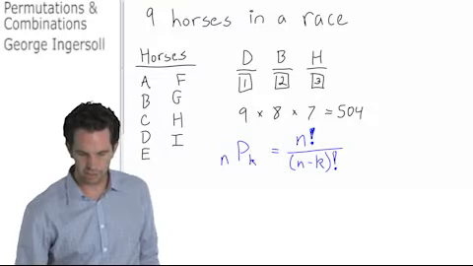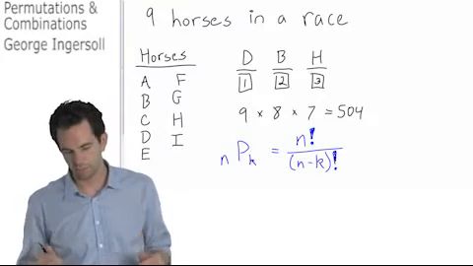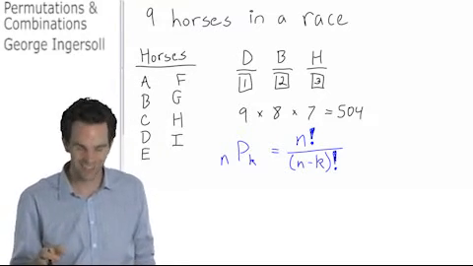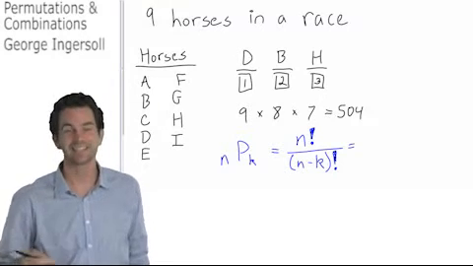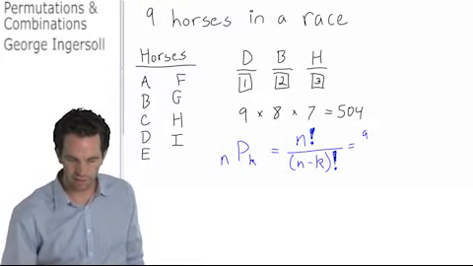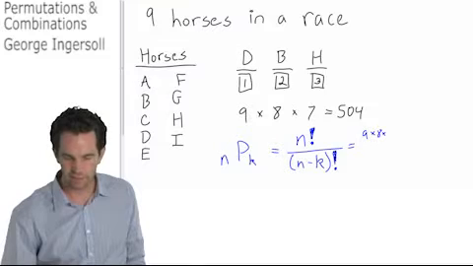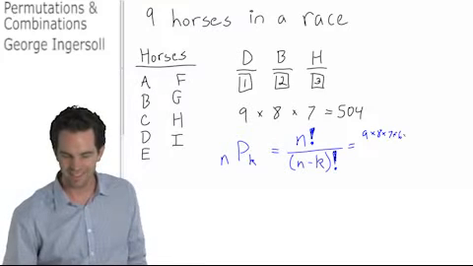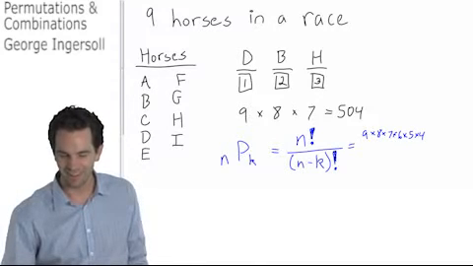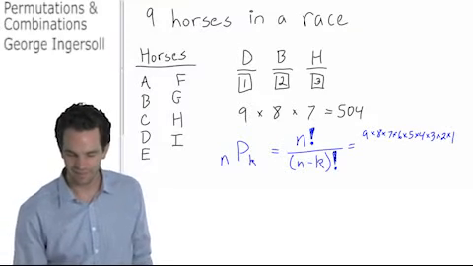I like my exclamation points with a little bit of width. All right, so we could write this. N factorial is just going to be 9 times 8 times 7 times 6 times 5, 4, 3, 2, 1.